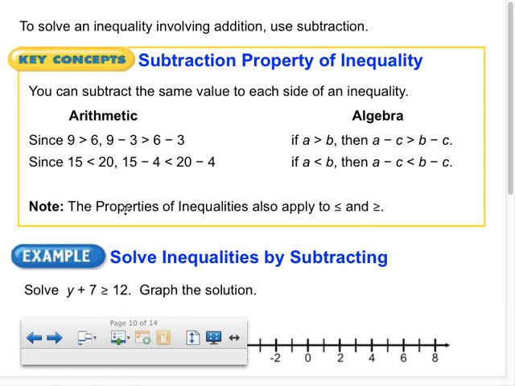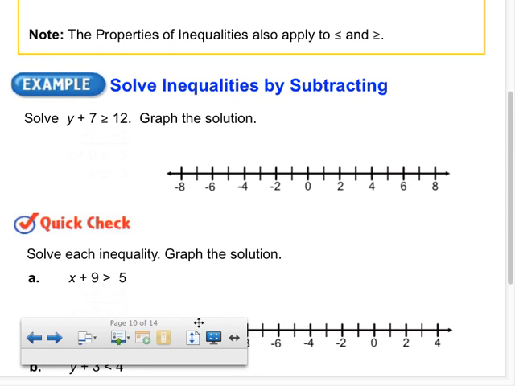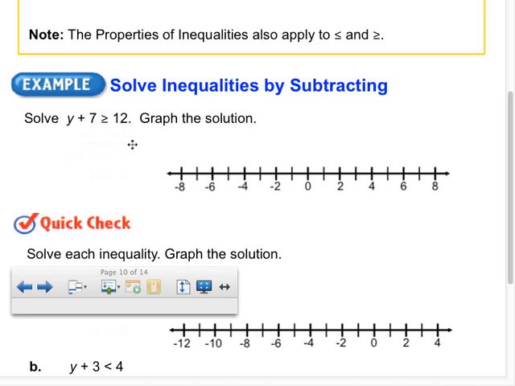Now look, the properties of inequalities also apply to less than or equal to and greater than or equal to. So now, guess what we're doing? I've got a problem for you to work out. It's not a stretch from what we just did. Go ahead and work these out. I have y plus 7 greater than or equal to 12.